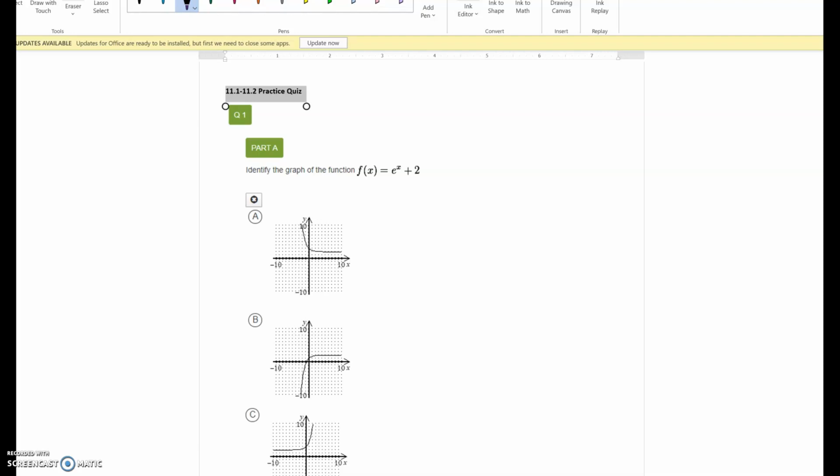So the +2 right here is moving this graph up 2. The graph of y equals e to the x normally looks like this. It's an exponential growth graph with an asymptote on the x-axis. So if it moves up 2, that's going to move that asymptote up 2. So it needs to be a graph that looks like this, that has been moved up 2.